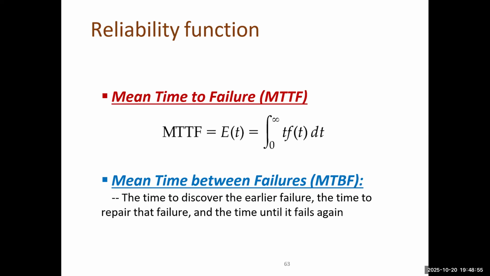So for our smoke detector example, the mean time to failure might be 7 years. And a related but critically different term is what? It's the mean time between failures. The mean time between failures applies to repairable systems and includes not just the time to failure, but also the time to discover the failure, repair it, and get the system running again until the next failure. So this is a very similar but different concept: mean time to failure and mean time between failures.